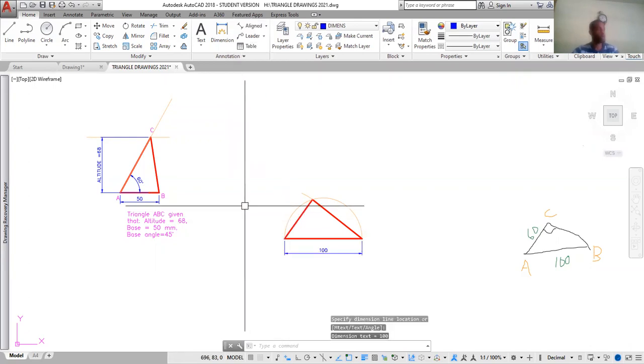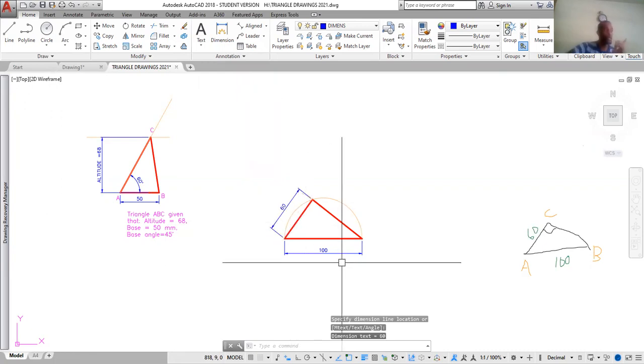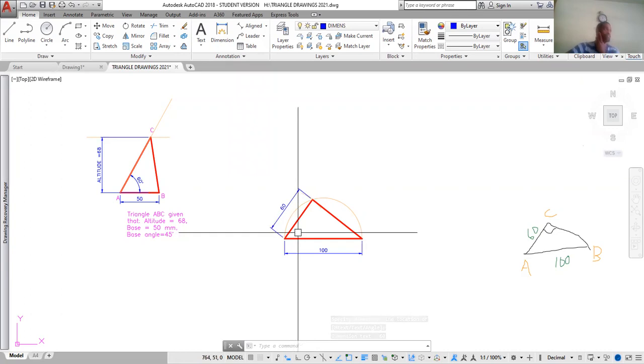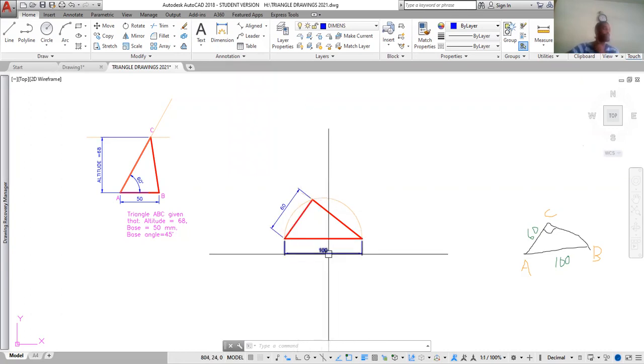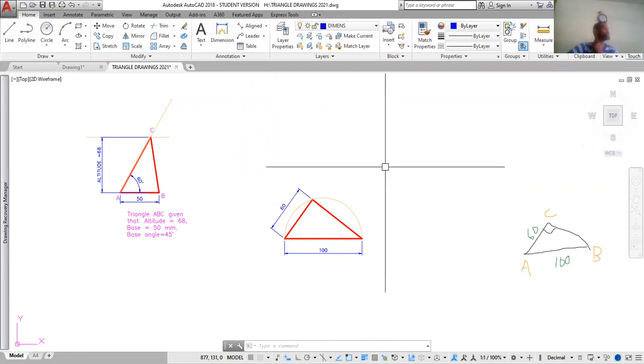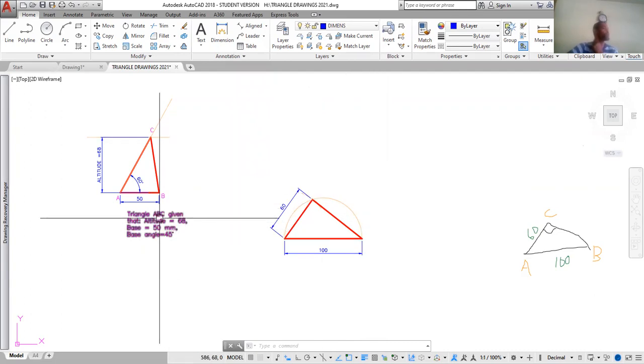They also give us one side. So I click spacebar to reactivate my line command. Click there, and that. So always dimension the sides that they give you. They give us one side and the hypotenuse. So that's pretty much all we need. We will also need to add our labels.